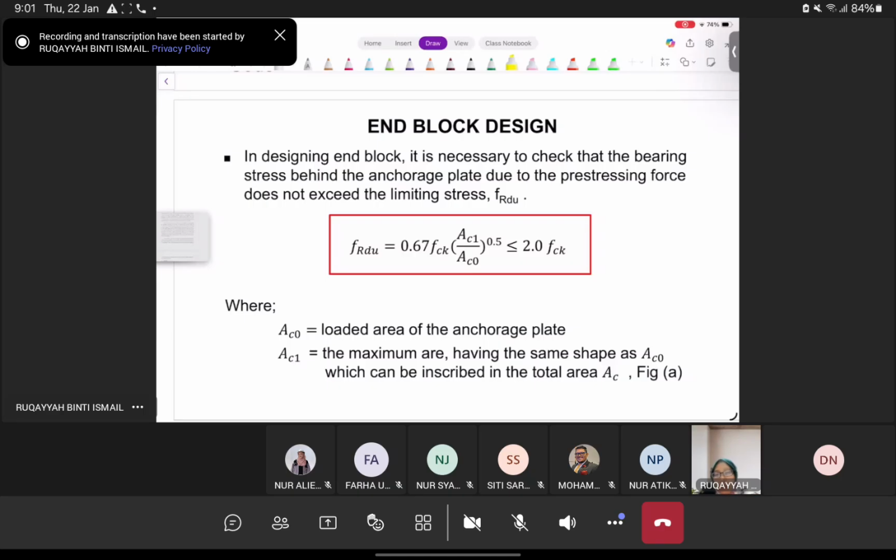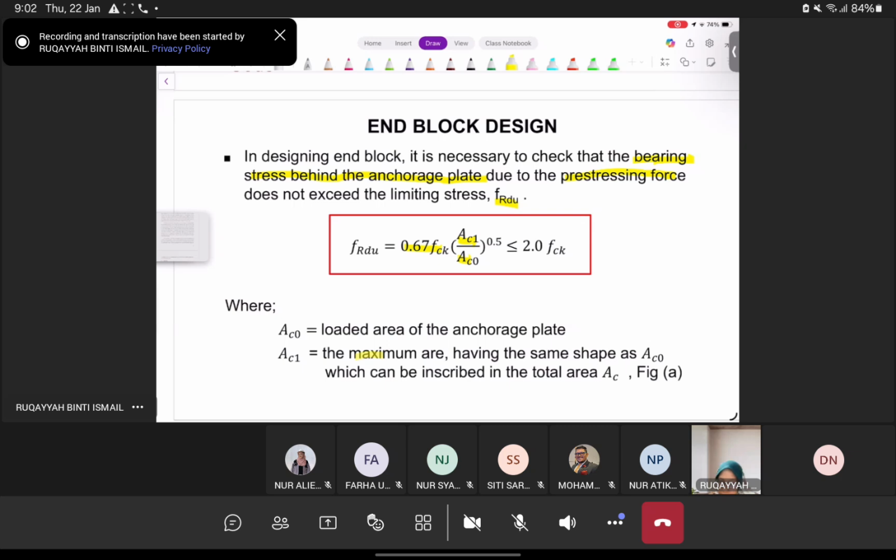Okay, so now when you want to design our end block, we need to check our bearing stress behind the anchorage plate, right? So this is what we want to do. We need to check our bearing stress behind the anchorage plate due to the prestressing force, which does not exceed the limit of FRdu. So maknanya we have to calculate the limit first. All right. So for prestressing, the limiting stress at FRdu, we have the formulation of 0.67 fck, Ac1 and Ac0. So what is Ac1, Ac0?